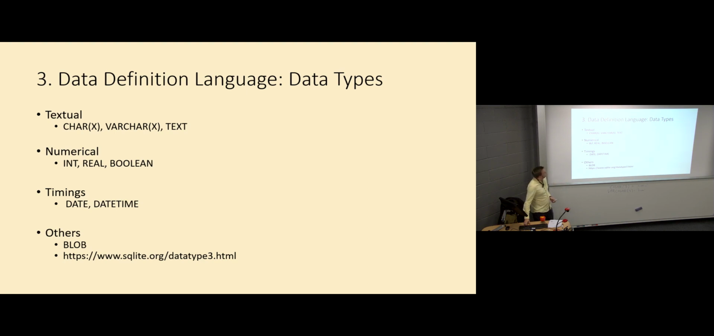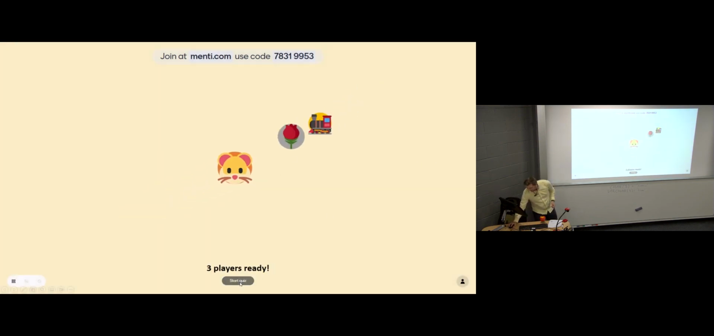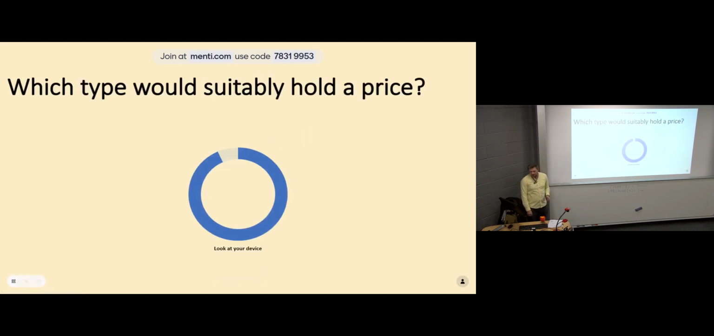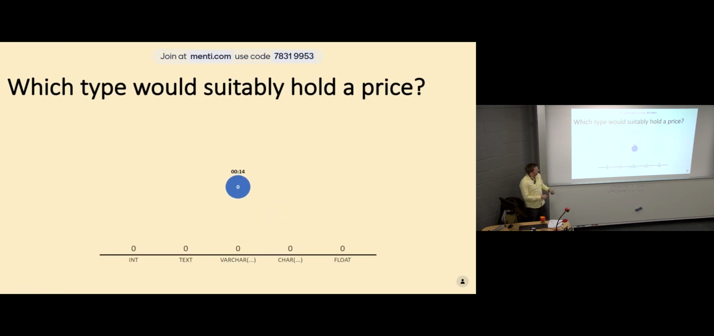Perfect. So with that in mind then, where's the mouse gone? Let's have a go at labeling some data types. So I think you've got about 20 seconds here. Which type would you use to hold a price? It'll give you several options. So you've got int, text, varchar, char, or float. Which one would be most suitable to hold a price? Everyone's voted.